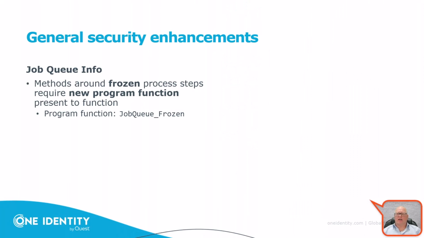Job queue info got an update as well from a security perspective. Here the handling of frozen jobs was assigned to a new program function. That means there is a new function, job queue frozen, and only if people get this function assigned, using system users or role-based access, will they have the capability to handle frozen jobs.